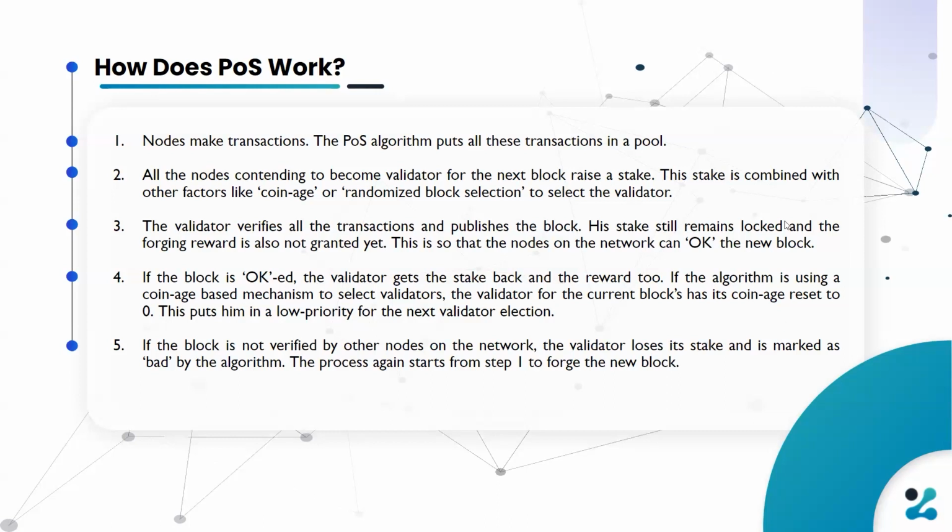As you can see on the second point of this page, this stake is combined with other factors like coinage or randomized block selection to select the validator, right? In case of Ethereum, it is a randomized block selection, but even if it is randomized, there is still some criteria based on the staking that they have done, right? So the explanation that we have provided is about the coinage, which you can read out later. So I'll just explain the most common proof of stake selection process, right?